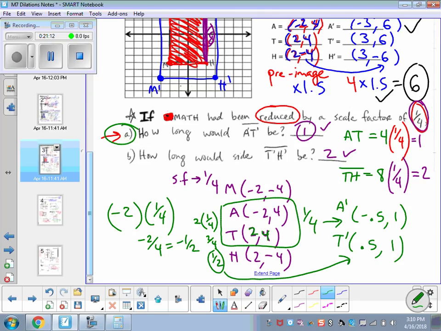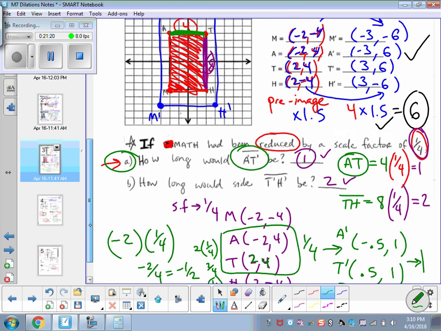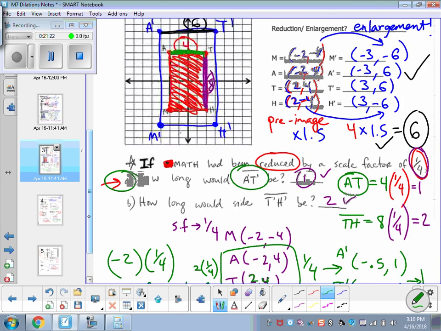So now we have A prime to T prime. And all we want to do is check to see if A prime to T prime is 1 unit long. Okay? So I'm going to graph in green. I'm going to move back 1/2 and up 1. Now I'm going to move over 1/2 and up 1. And that is, in fact, 1 unit long.